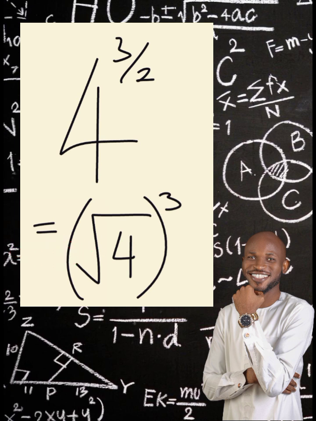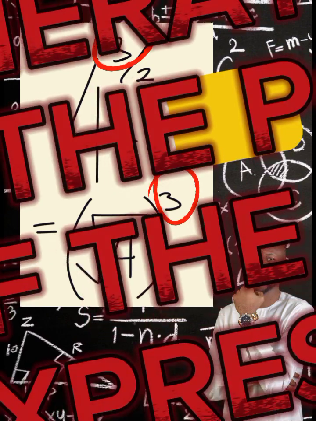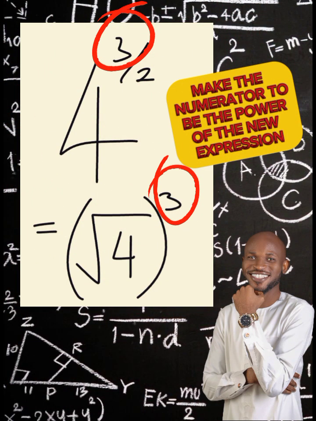But you're not done yet. You have 3 left. Since 3 is the numerator, you're now going to make 3 to be the power. Therefore, your 4 raised to the power of 3 over 2 will now give you the root of 4 raised to the power of 3. Simple!